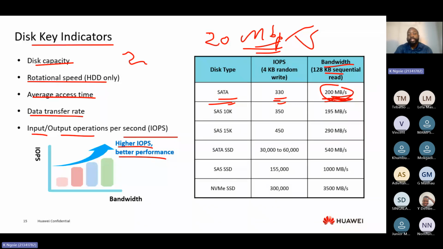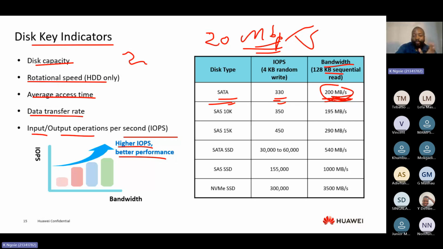All right, and then the fourth indicator is the data transfer rate, which is measured in megabytes per second or gigabytes per second. This is the speed at which the data can be read from or written to the disk. When you look at disks such as HDDs, we can go maybe from 100 to 200 megabytes per second, depending also on the RPM.